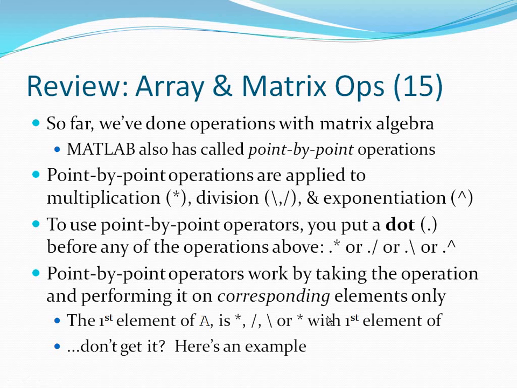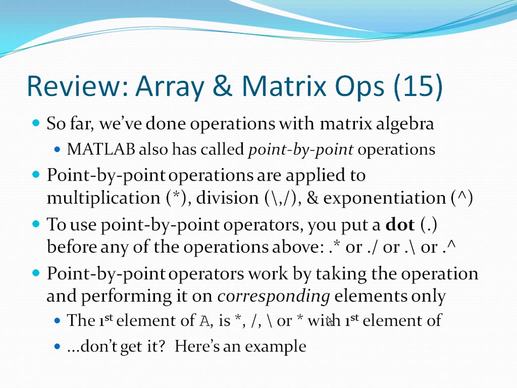To use point-by-point operators, you put a dot before the operation that you want. So, for example, if you want to do point-by-point for multiplication, you do dot star. If you wanted to do it for left or right division, you just put a dot before each of the slashes. And you do the same thing for exponentiation when you do dot hat.